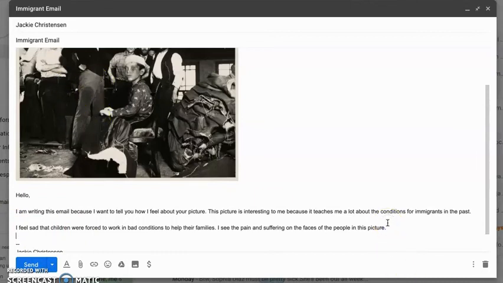And then I have to move on to my conclusion, so I have to find a way to end my email. Here's where I might want to say what I hope for the people in this picture. I hope that the conditions improved for you and your family. You can also talk about any connections you have or any other feelings that you have that you did not talk about in the body paragraph.